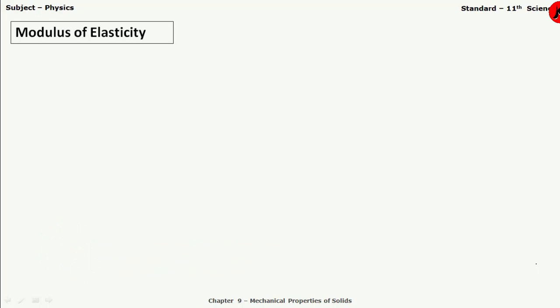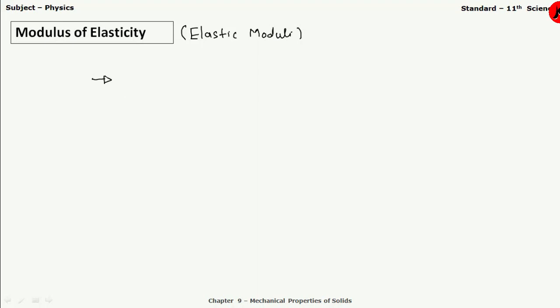Today we are going to start the new theory in chapter 9, which is modulus of elasticity, or you can say elastic moduli. Today we are going to discuss the definition of modulus of elasticity, or elastic moduli, and we will also discuss its types in detail. So first of all, let us start with the definition.